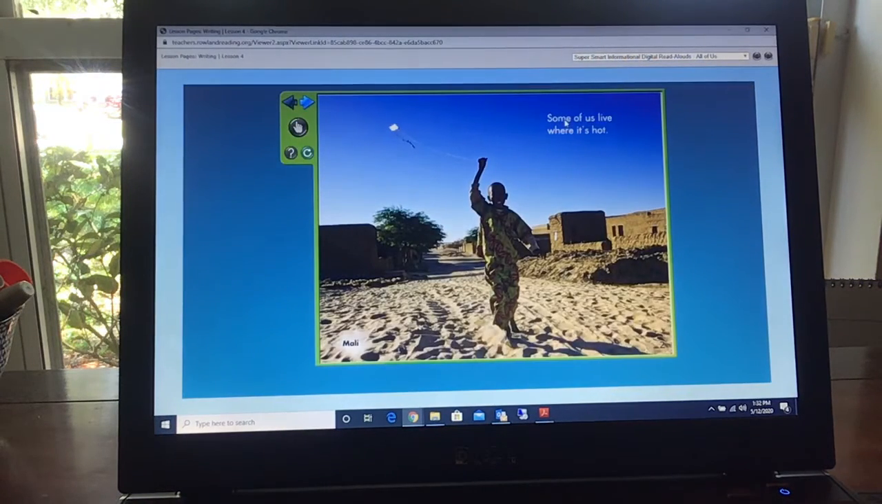Okay, so let's look at the words. It says, some of us live where it's hot. So what can you tell us about Mali from the words? That it's hot. That's right. Now, what can you tell us about Mali from the picture? What does it look like in the picture? Is there a lot of grass? No. There's lots of sand, right? Are there really tall buildings? It looks kind of like the desert, doesn't it? So remember that smart readers are always looking at the words and the pictures to help understand what's happening in the story.